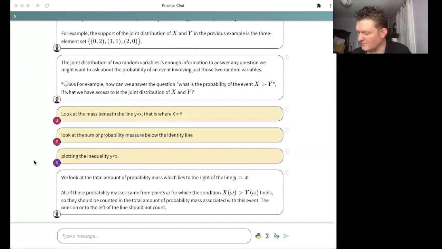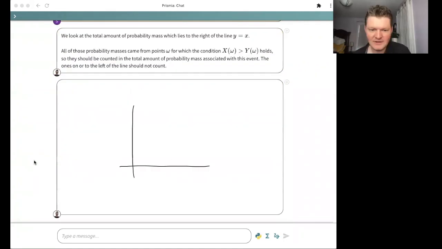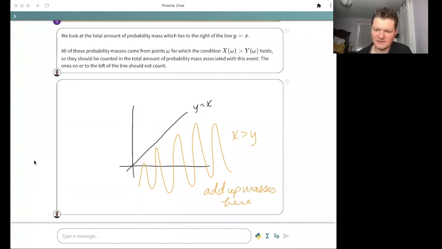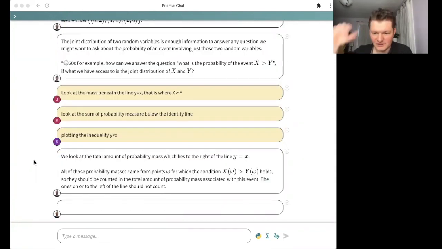Yeah, so I'll maybe draw that just to have a picture down. This is the line y equals x. This is the region where x is bigger than y. And so we just add up the mass over here. You add up all the masses in this region. Anyway, that's the picture you want to have in mind.